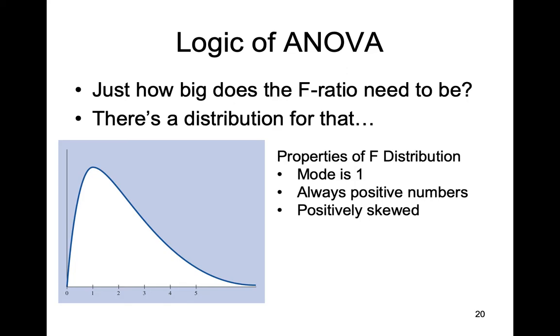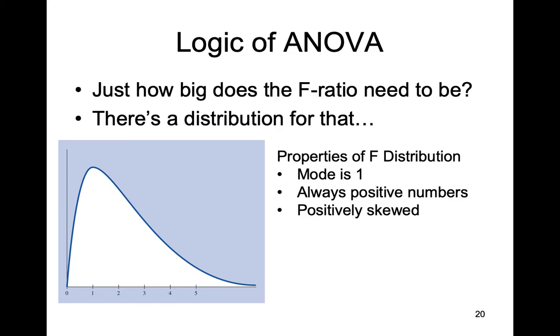Okay, so just some properties of this F distribution. The mode is always 1, that is, the most frequently occurring F under the null hypothesis is 1, because that ratio of S squared between to S squared within should be the same, it should be 1. We always have positive numbers.